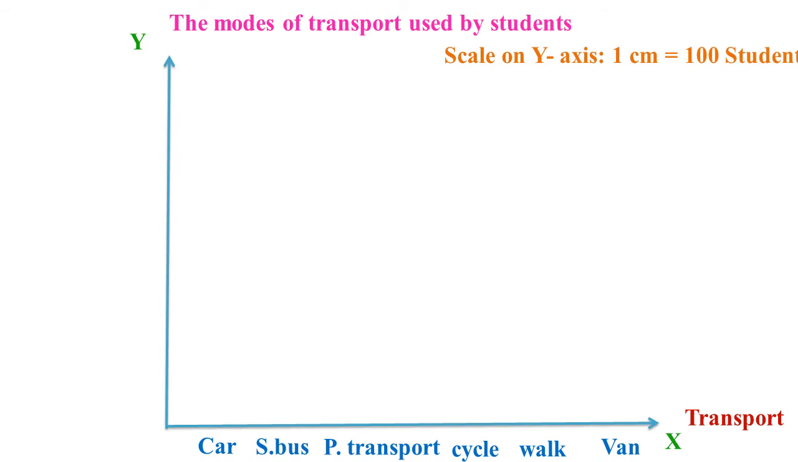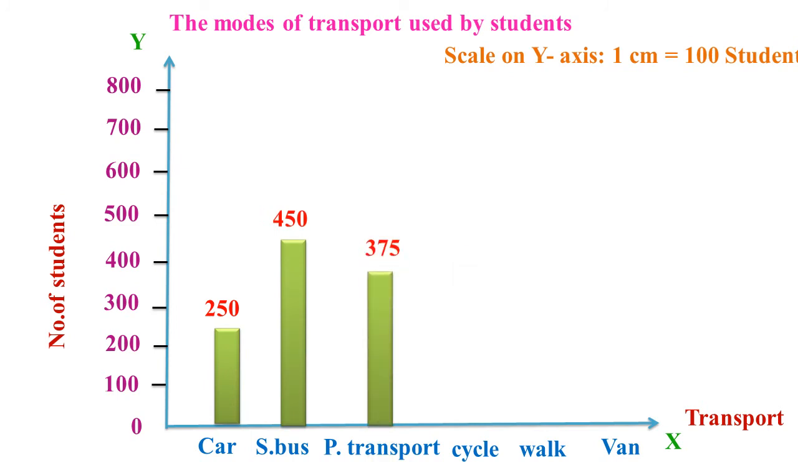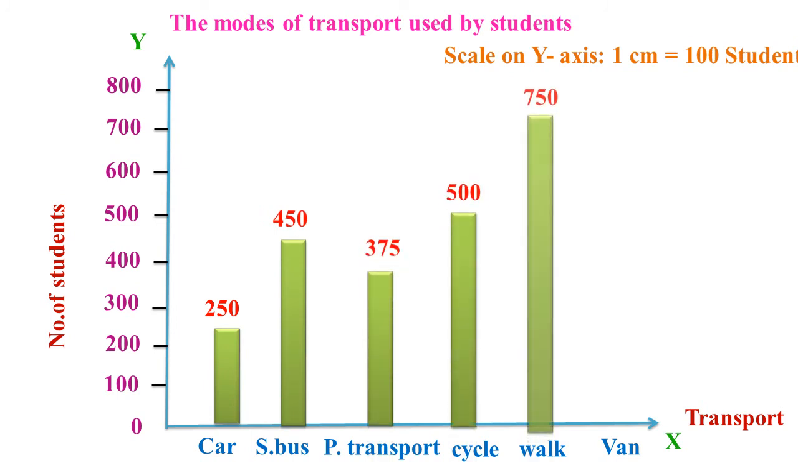Scale on y-axis: 1 centimeter equals 100 students. Mark the scale on the vertical axis: 0, 100, 200, 300, 400, 500, 600, 700, 800. Now draw a bar graph with equal distance. Car 250, school bus 450, public transport 375, cycle 500, walk 750, van 325. Look here, we have drawn the bar graph.